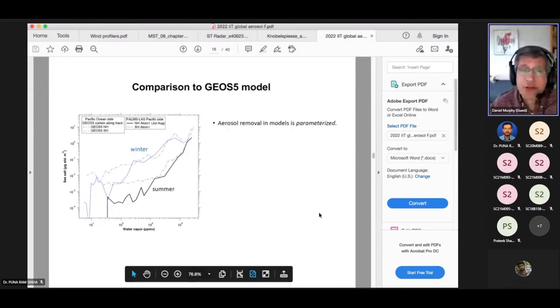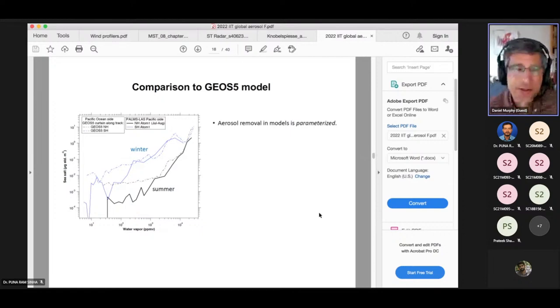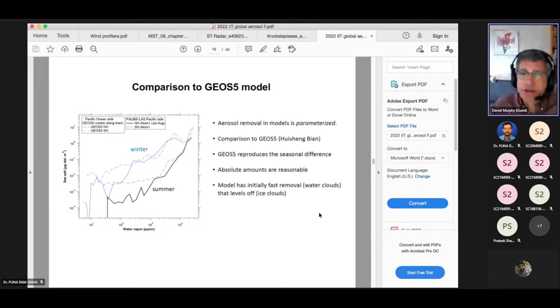So now we're going to compare to a model. And aerosol removal in models is parameterized. Parameterization in the model means the model can't actually calculate it. What they do is they look at the conditions in the atmosphere and say, oh, there's some other equation that we'll use for how much we remove.